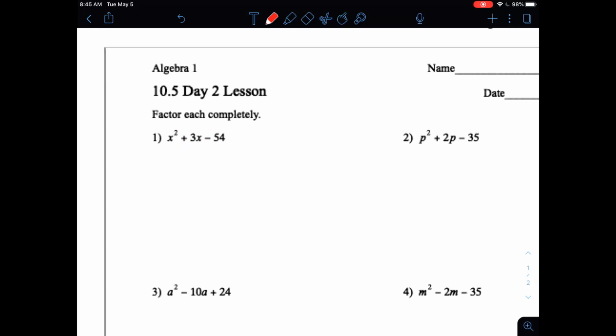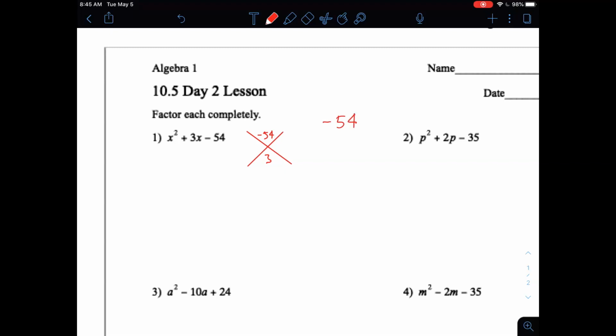It's pretty much the same process. It just takes a little bit more skill and perseverance to figure out what's going to work, because you're going to have more combinations because of the positive and negative values here. But same thing as before: we're going to make our diamond, or our X. We're going to put C on top, which is negative 54 in this case. I'm going to move this over here. Negative 54 on top, and 3 on the bottom.